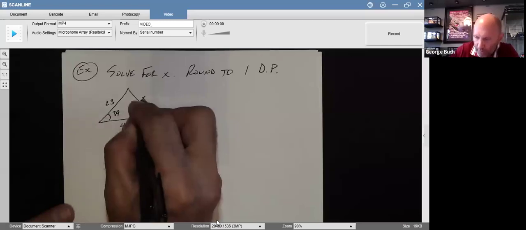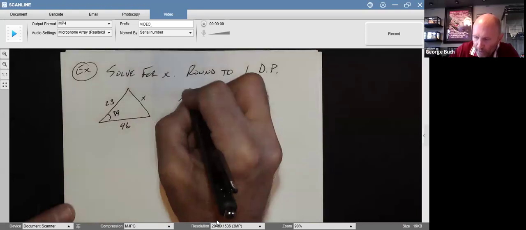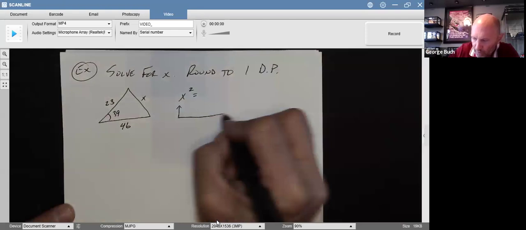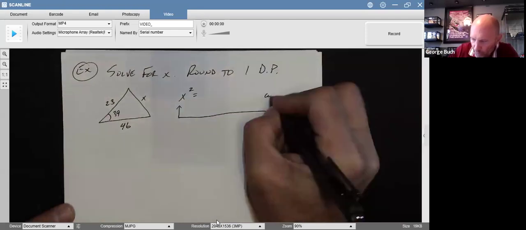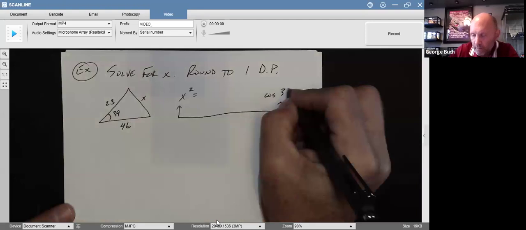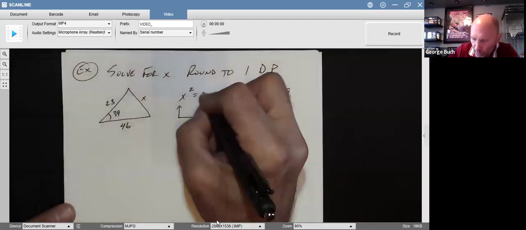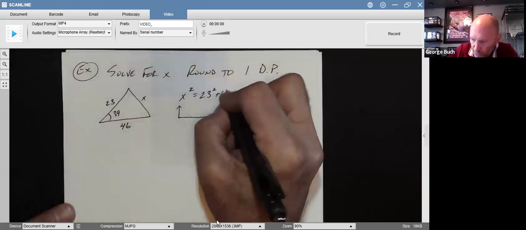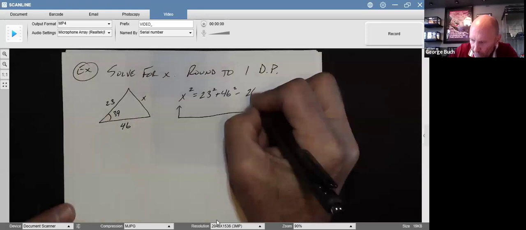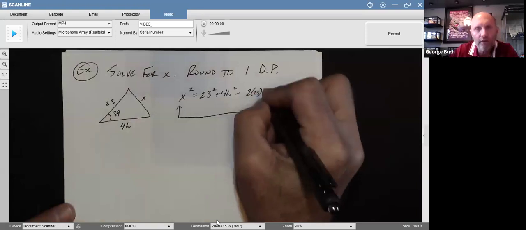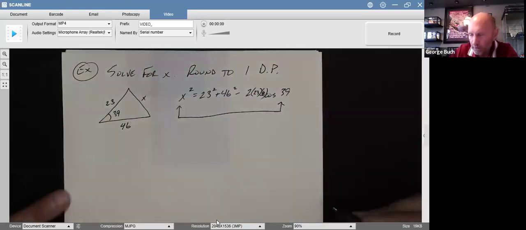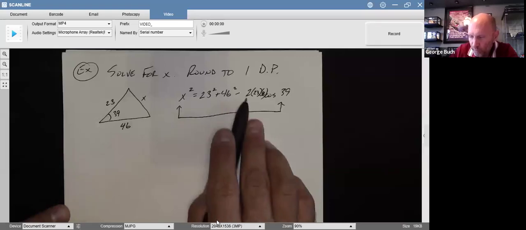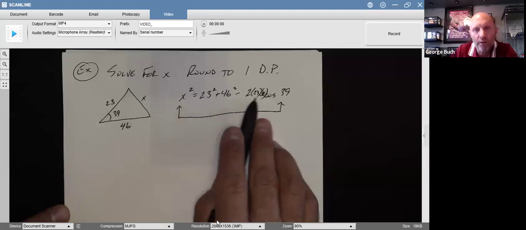to get this side across. So we get what? x squared. And the key here, remember, is that this side has to match up with the angle across from it. So cosine of 39. And then the rest is I square both sides, add them together, and then subtract 2 times the sides times the cosine value. Sorry, it's kind of squished in there. So 23 squared plus 46 squared minus 2 times 23 times 46 times cosine of 39.